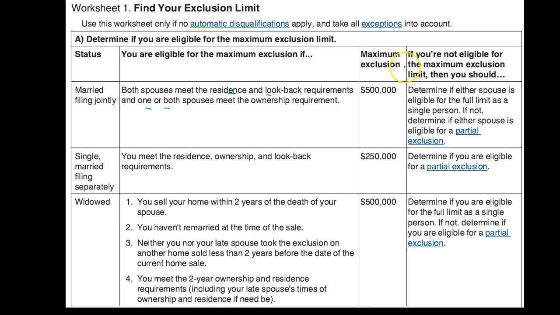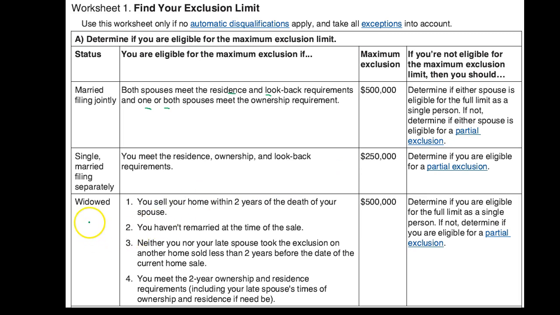And then we have, if you're not eligible for the maximum exclusion limit, what should you do? Determine if you are eligible for partial exclusion. Obviously, we can't go back to see if our spouse is eligible for the single exclusion or anything like that. We only have the one person. If we don't qualify for the $250,000 exclusion, then our only other option is to see if we qualify for the partial exclusion, and that's the next step that we would go to.